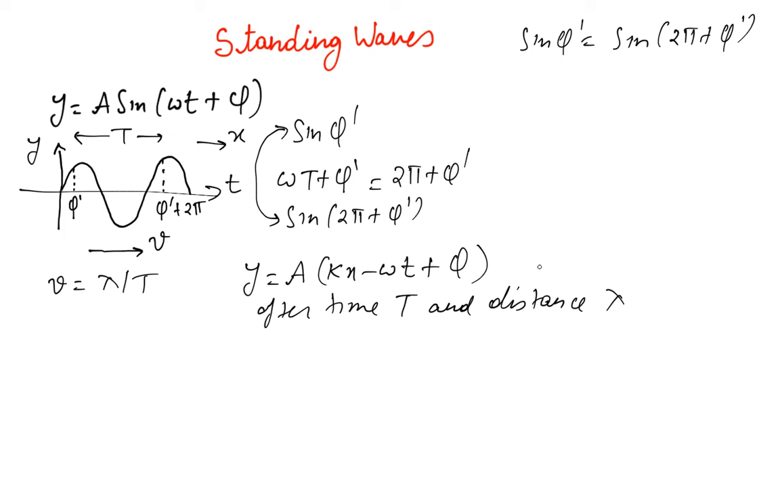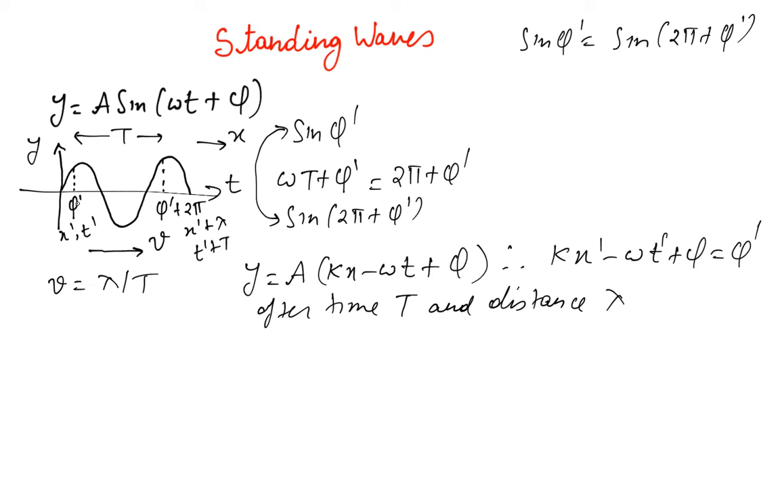Okay, so let's say the initial phase, as we said, is phi prime, so it's actually y equals a sine of kx minus omega t plus phi. We want to say k x prime minus omega t prime plus phi equals phi prime. So here it's x prime, t prime, and here it's phi prime plus 2 pi, x prime plus lambda, and t prime plus T.